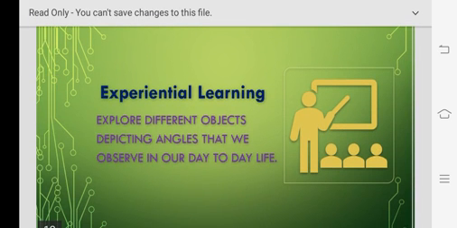Now your expression learning is to explore different objects depicting angles that we observe in our day-to-day life.